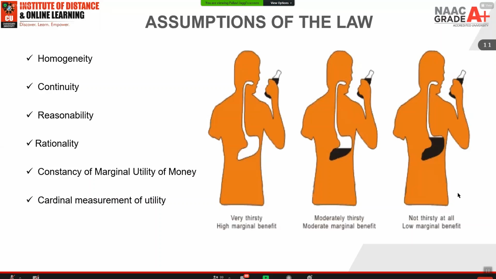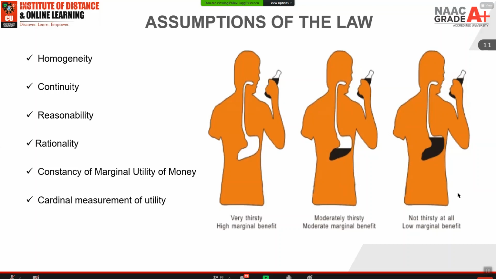So now come the assumptions. The first assumption is homogeneity. The commodity being consumed by the consumer should be homogeneous. It should be the same. If you are consuming tea, the second thing should be tea only. If you are consuming a burger, the second thing should be a burger. There should be homogeneity. Second is continuity.